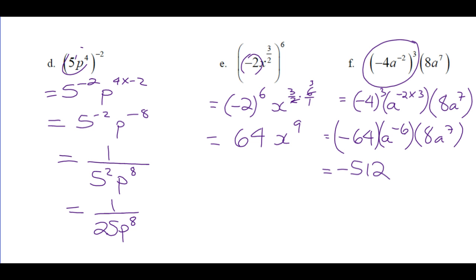A to the negative 6 times a to the 7. So we get a to the negative 6 plus 7. Okay, multiplying powers, add the exponents. You get negative 512a.